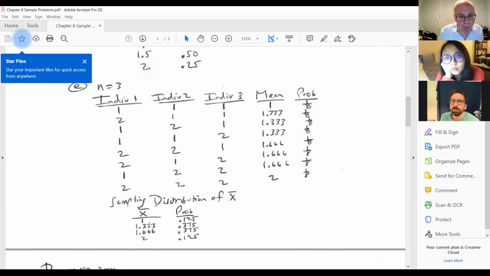All right, now these numbers here, 1.333, 1.666, those are infinite decimals, right? They continue forever. I probably should have put a 4 here, 1.334 and 1.667, but it doesn't matter. When you multiply these across, you're going to get the same mean of 1.5.